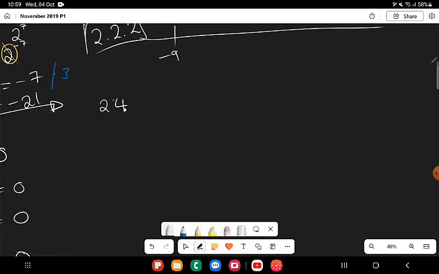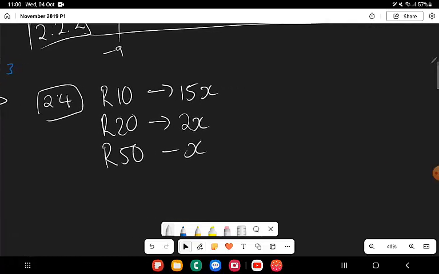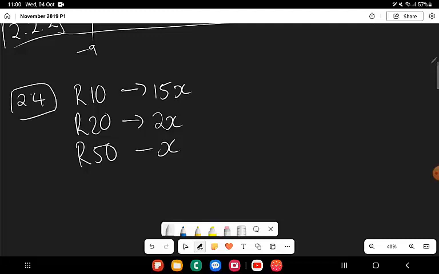Again, because I have this printed out, I'm going to just work from my notes. Question 2.4 looks like this. We've got 10 Rands, 20 Rands, and 50 Rand notes. We're going to make the 50s x because both of the other two are in terms of x. Our 20s are going to be twice as many as the 50s, so 2x, and our 10s are 15 more for the 10 Rand notes.